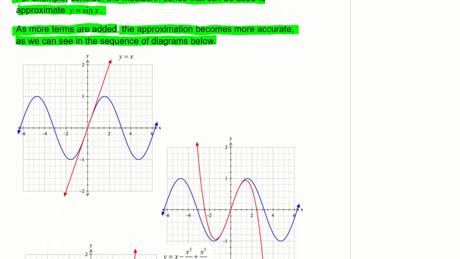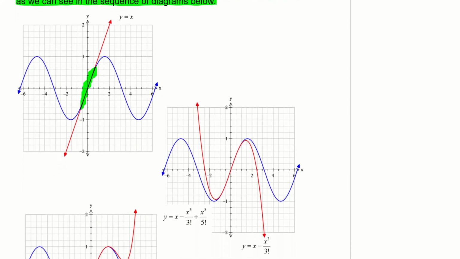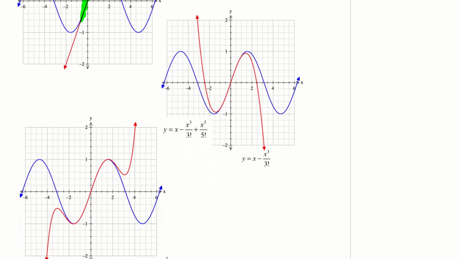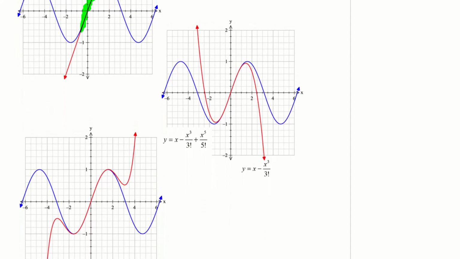So we can see that we have the curve of y equals sine x here in blue, and we have y equals x in red. And it appears to be a reasonable approximation in this region here. But if we go to the next order of approximation, so we have x take away x cubed over 3 factorial, the approximation is now better over a longer range.